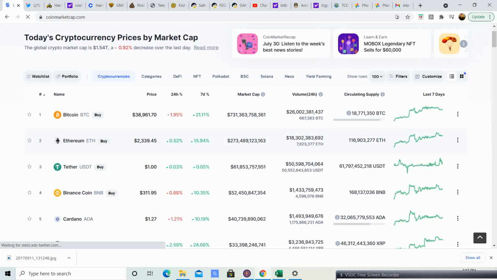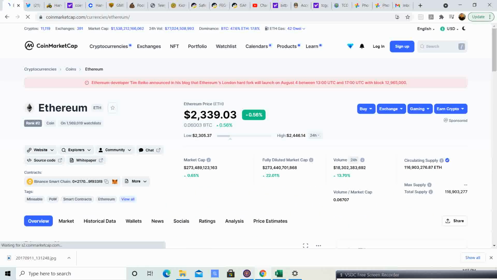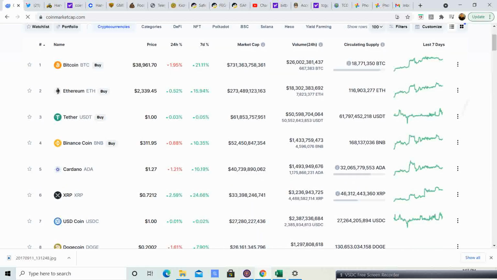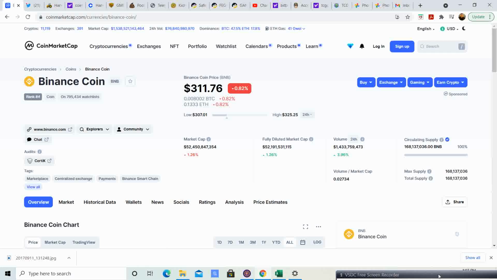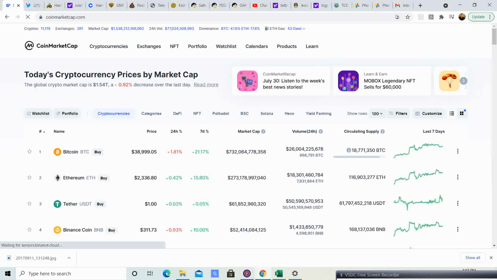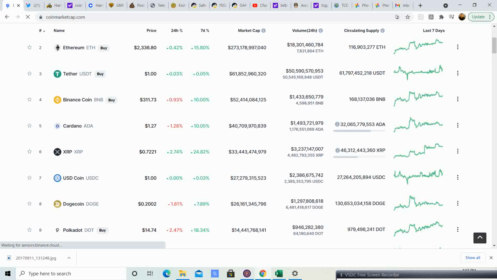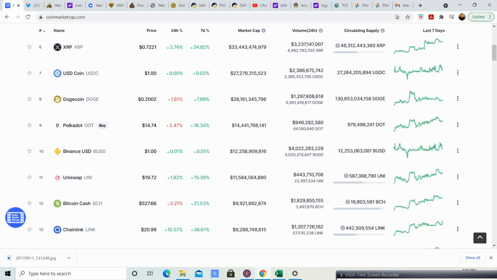Now let's go to Ethereum. So Ethereum has 116 million coins, and they're at $2,000. Now let's go back. Let's look at Binance Coin. Binance Coin's at $300. They have 168 million coins. Guys, we're talking about less than 600,000 for this coin. Now, let's go back and take a look at another one. I just want to show you guys the price versus the amount.